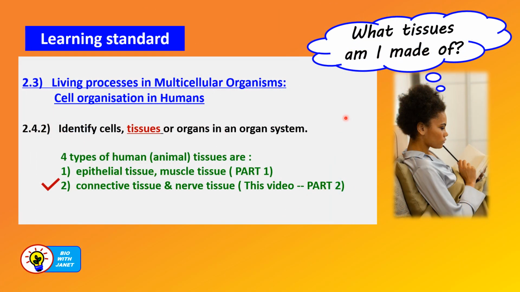The learning standards are as follows. Living processes in multicellular organisms. Cell organization in humans. Identify cells, tissues, or organs in an organ system. So there are 4 types of human or animal tissues. Epithelial tissue and muscle tissue were already discussed in the first video, part 1. And in this second video, we're going to discuss connective tissue and nerve tissue.